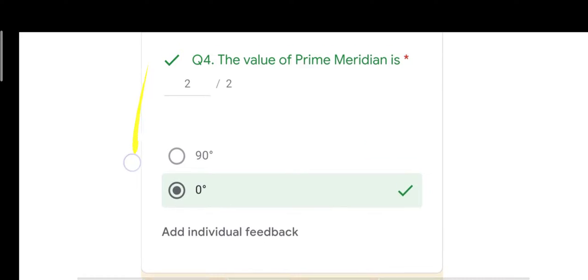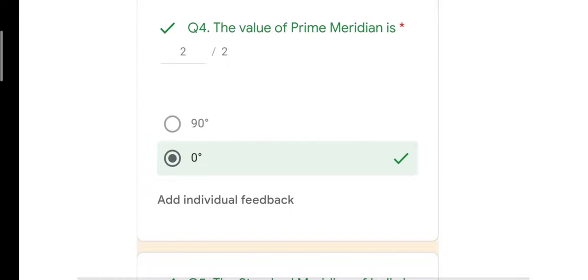Now question number 4. The value of prime meridian is, so the value of prime meridian is 0 degree. 90 degree is not the value of prime meridian. And similarly children, the value of equator is also 0 degree. So both prime meridian and equator have the value of 0 degree only. And 90 degree is the value of the poles, North Pole and South Pole. So 90 degree is the value of North Pole and South Pole, and 0 degree is the value of prime meridian and equator respectively.